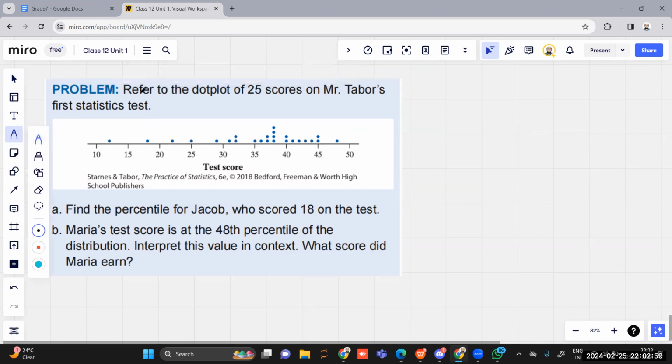Okay. So refer to the dot plot of 25 scores of Mr. Tabau's first statistics test. Find the percentile for Jacob, who scored 18 on the test. That means I have to find the percentile of the 18th data point. So where is the 18th data point? Can you look at it? Yep, it's the second one. So what will be the percentile?